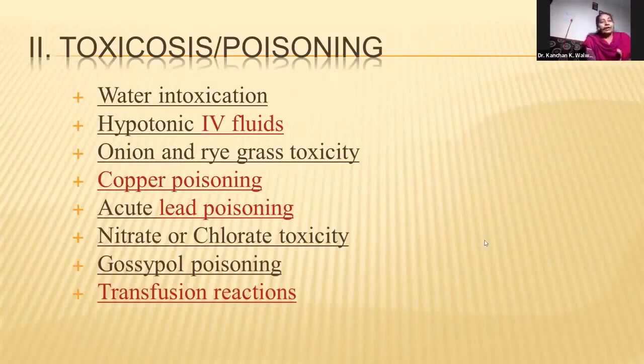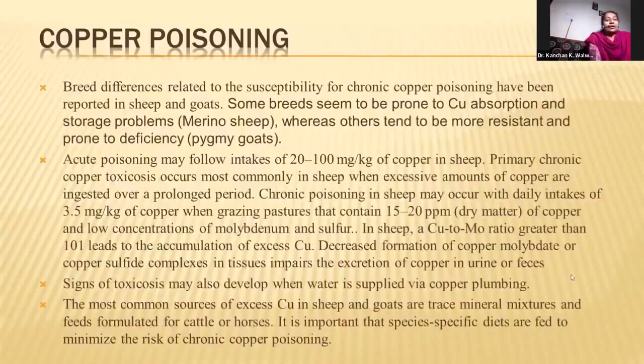Then onion and ryegrass toxicity is very common in sheep. And then copper poisoning is one of the important causes of hemoglobinuria in sheep. Then acute lead poisoning, nitrate or chlorate toxicity, gossypol poisoning, and transfusion reaction, where the blood is not compatible. So there will be lysis of the RBCs, and this will lead to hemoglobinuria. Copper poisoning: as I said, sheep are more susceptible than the goat.